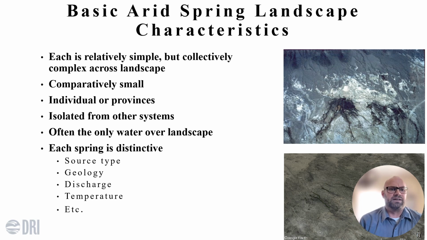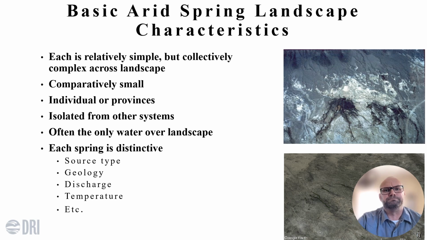Each spring is distinctive based off of source type, whether it's a helicrene, limnocrene, or rheocrene, and the geology that the spring is found in, which is going to impact the geochemistry of the water. Discharge is going to play a major role, along with temperature and what we may see as far as the aquatic community. And there are a lot of other variables that are going to play into creating these distinctive springs across the landscape.